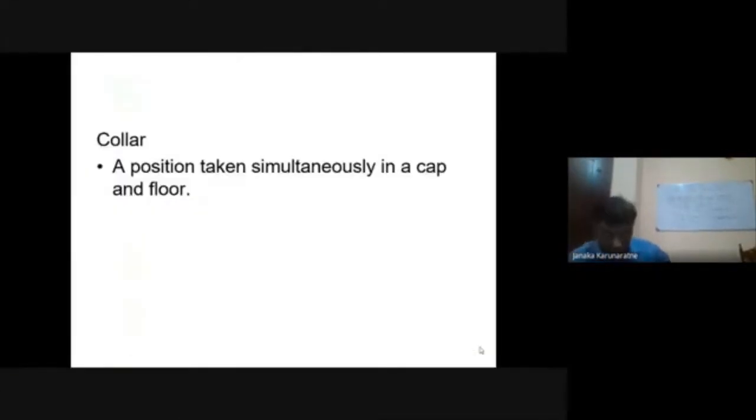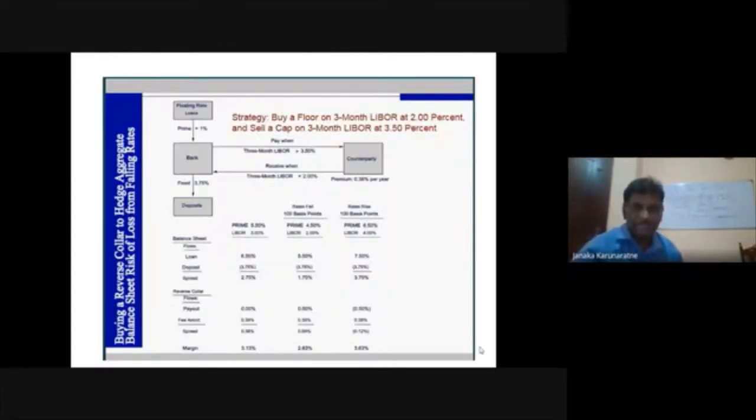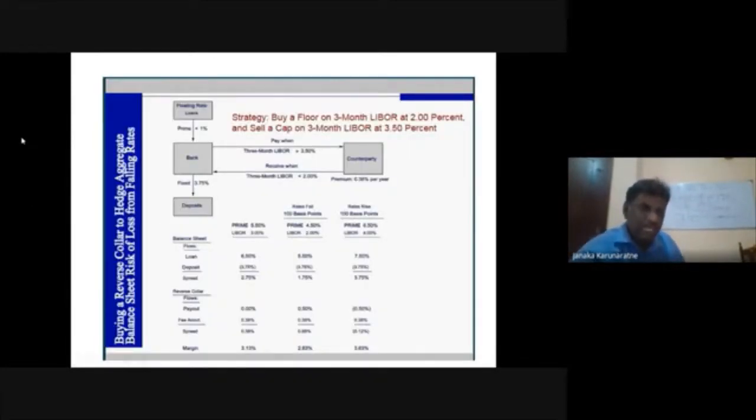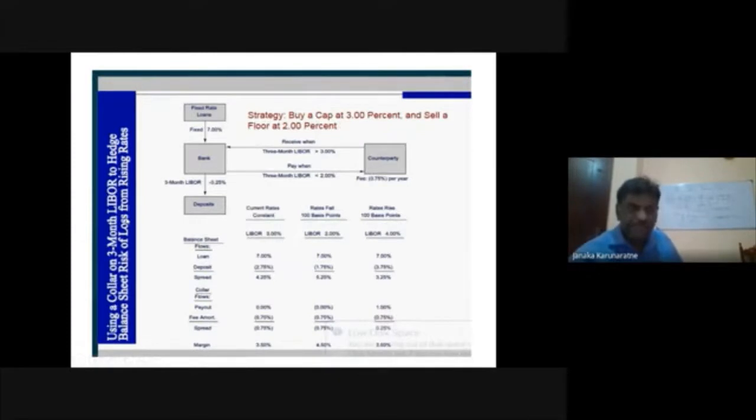So let's move on to a collar. Now, what is a collar? A collar is a combination of a cap and a floor. It's a combination. So it contains a cap as well as a floor. So maximum and minimum. Okay. Now take an example of a reverse collar to hedge aggregate balance sheet risk of loss from falling rates. Buying a reverse collar. Okay. I'll come to that after this.